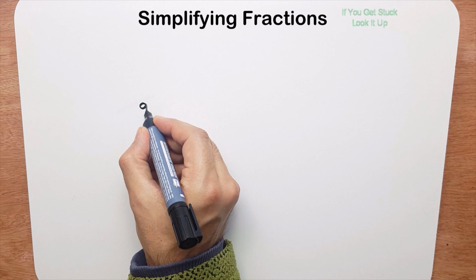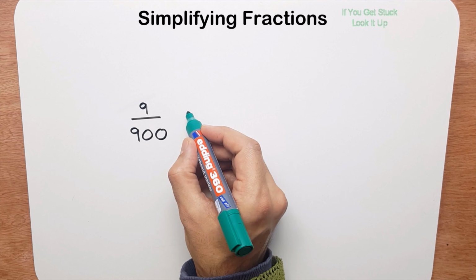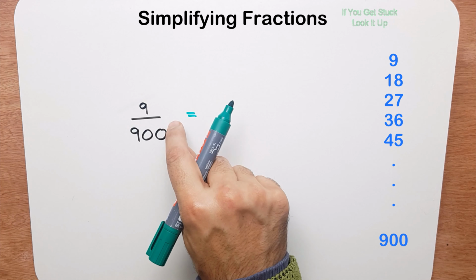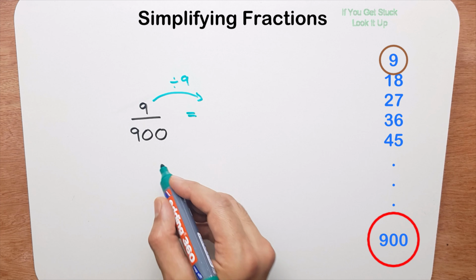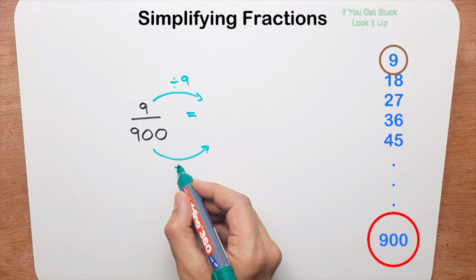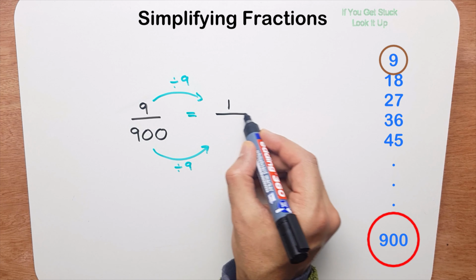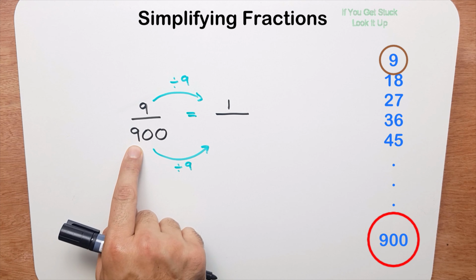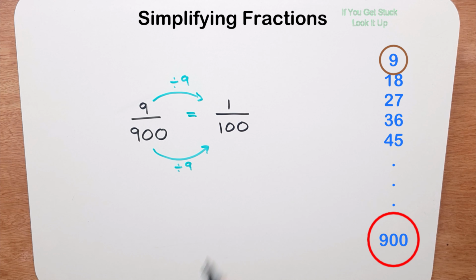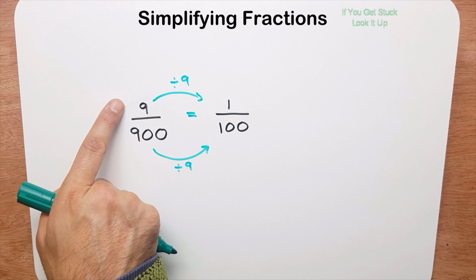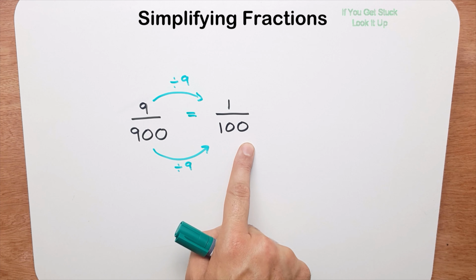My next question is 9 900ths. Now I can see that they're both in the 9 times table, so I can divide the numerator by 9 and I can divide the denominator by 9. 9 divided by 9 is 1, and 900 divided by 9 is 100. So my fraction 9 900ths can be simplified to 1 100th.